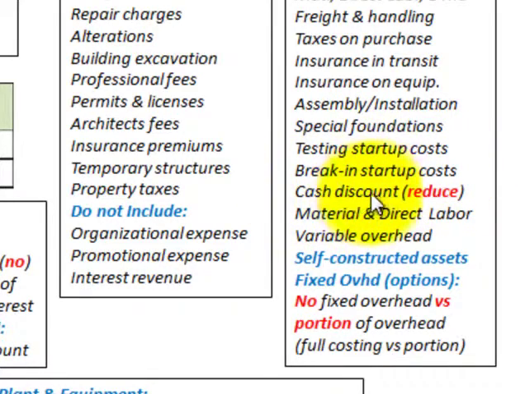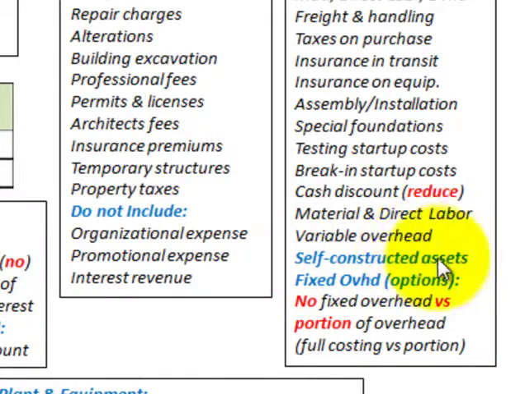Any cash discounts. Well, if we're offered a cash discount on the purchase of the machinery and we don't take the discount, then it would reduce the price of the machinery. And then again, any material or direct labor that would be required, and variable overhead. Again, that depends if you want to charge it or not.